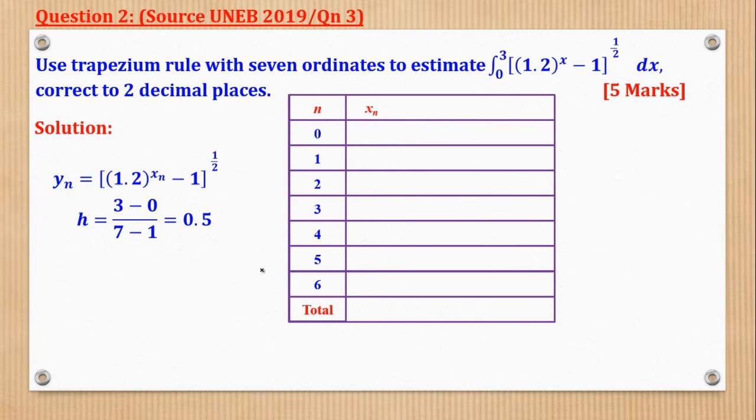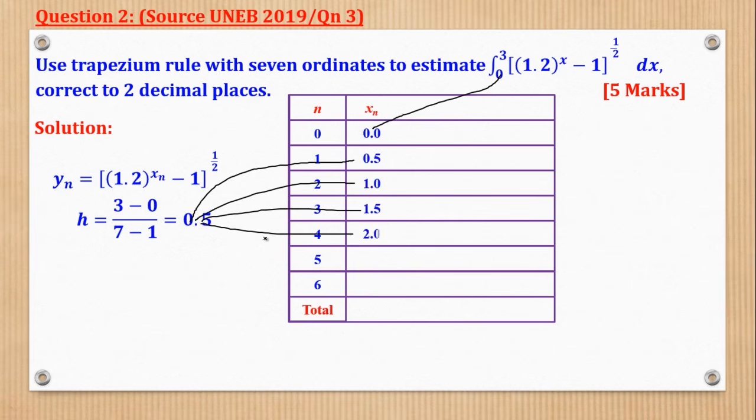Next is the values of x. So values of x, I'll keep on adding this. I'll start with the lower limit, which is 0, then keep on adding 0.5 to come up with this, 0.5 to come up with that, 0.5 to come up with that, 0.5 to come up with that, 0.5 to come up with that.